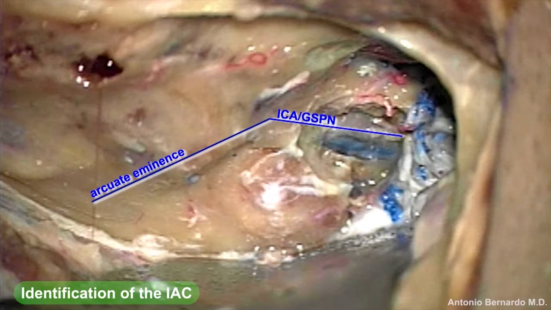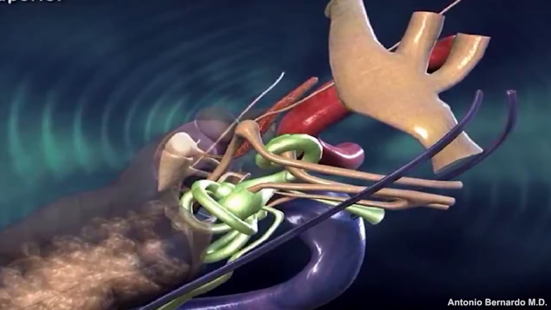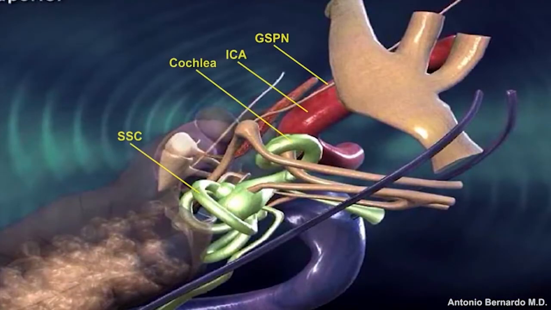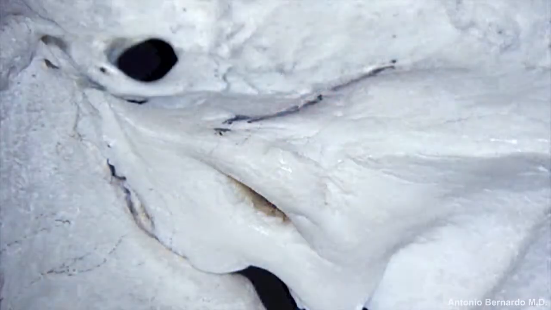There are several techniques to identify the course of the internal acoustic canal. One of the most effective is to identify the arcuate eminence and the GSPN. The arcuate eminence corresponds deeply to the superior semicircular canal. The GSPN corresponds to the intrapetrous carotid artery. The bisecting of the angle between these two structures corresponds to the course of the internal acoustic canal. The cochlea is in the vertex of the angle between the IAC and GSPN.